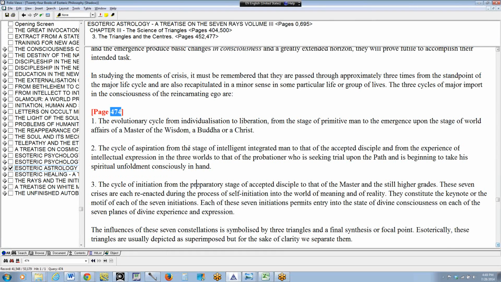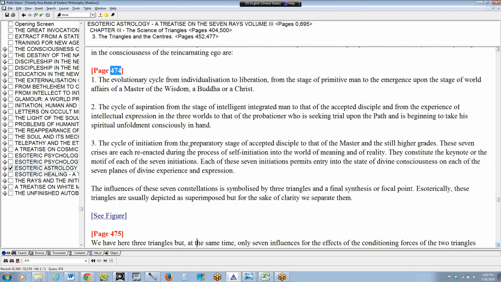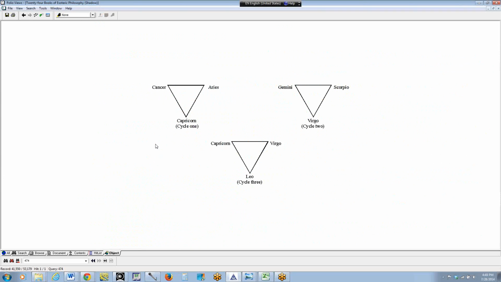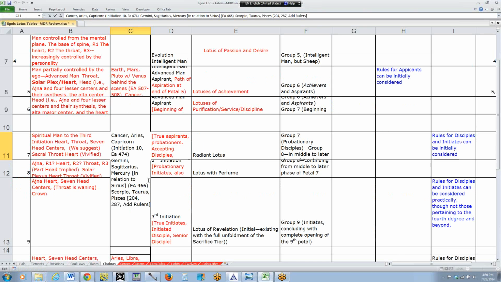Let's see if there's something particular here, and it looks like we have a figure. Aha. Cancer, Aries, Capricorn. I see cycle 1. I see how this is working out. Cycle 1, and then Gemini, Scorpio, Virgo. This would be cycle 2, and Capricorn, Virgo, Leo, cycle 3. Let's see if I brought these into the picture. Gemini, Sagittarius, Mercury in relation to Sirius, Scorpio, Taurus, Pisces.